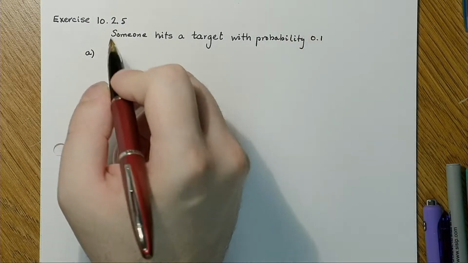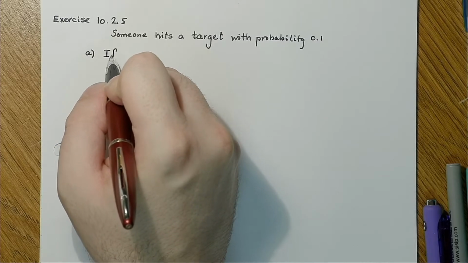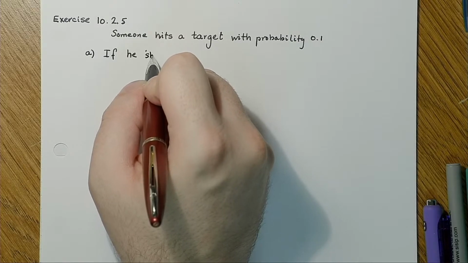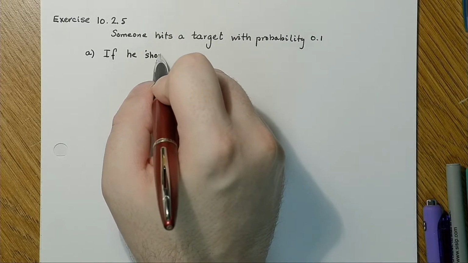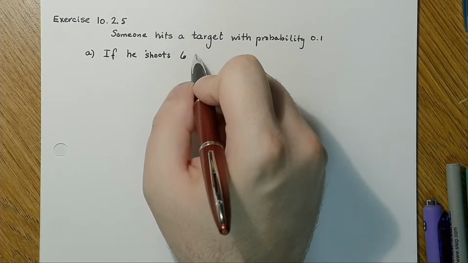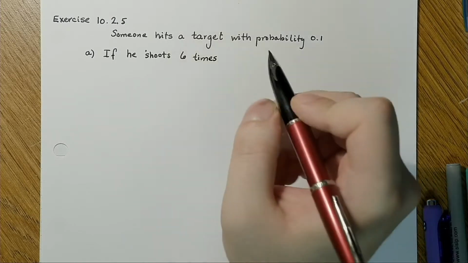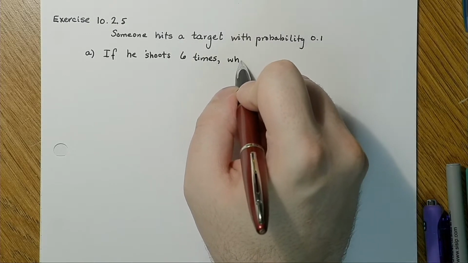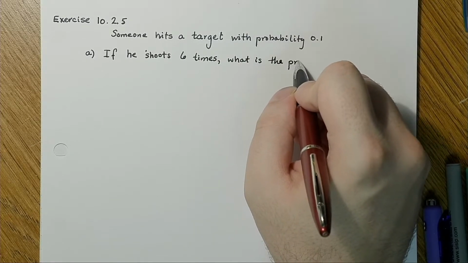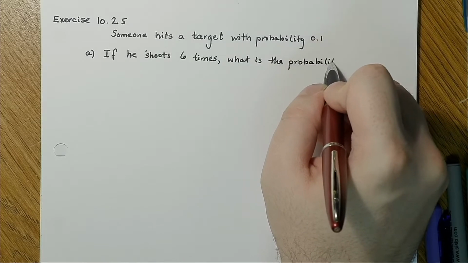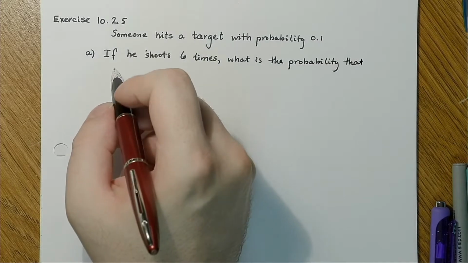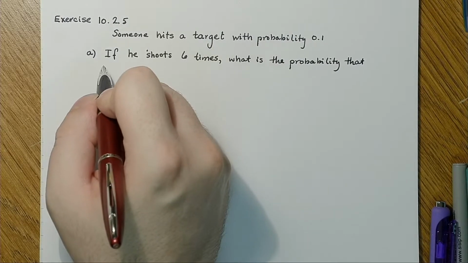Okay, let's say if he shoots six times, what is the probability that he missed 2 or more times?